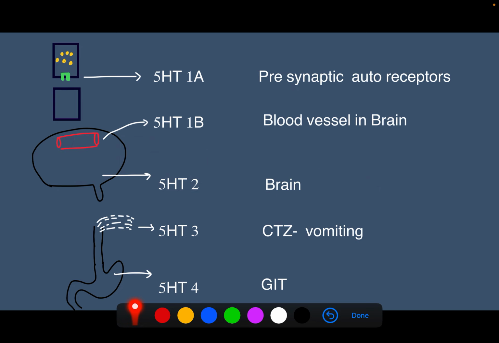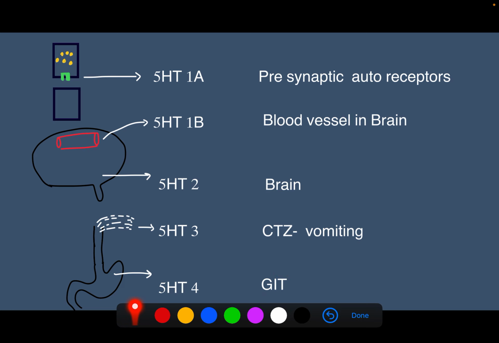So let's see what these receptors are. 1A is a presynaptic autoreceptor, 1B is in the blood vessels in the brain, 2 is somewhere in the brain, and 3 is in the CTZ area, which is responsible for vomiting. So the CTZ area will be somewhere here in the brain, right? And it is responsible for what? Vomiting. And 4 is in the GIT. So we have learned the location.